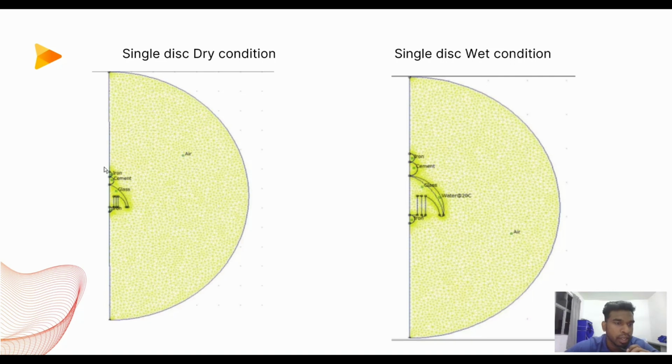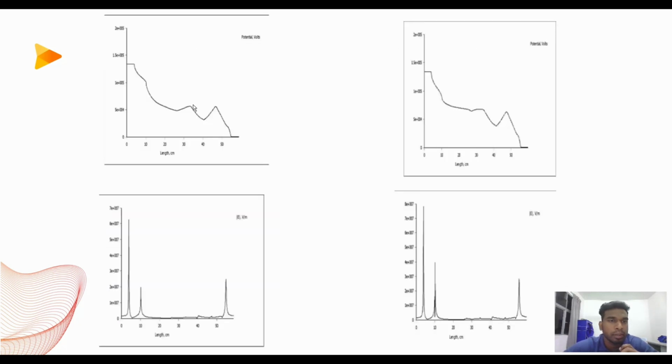So this is the drawing for the single disc dry condition. It started with the iron, followed by cement and glass, and finally another iron. The first iron is for the high voltage and the last iron is for the ground. So it's surrounded by air. For the wet condition, we added a layer of water on top of the glass insulator.